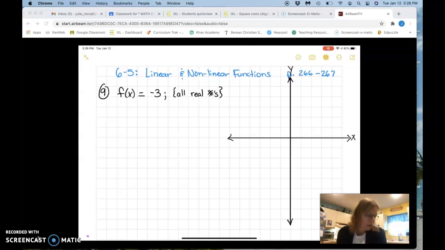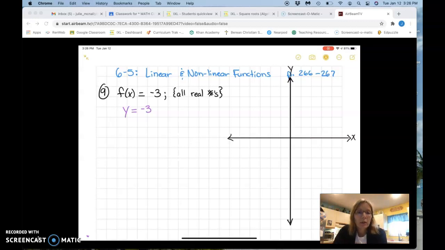Graph each function for the given domain. So the domain on this one is all real numbers. So let's look at the equation and figure out what that means. I have f at x equals -3. Now, if you will remember from what we did last year, f at x is another way of saying y.